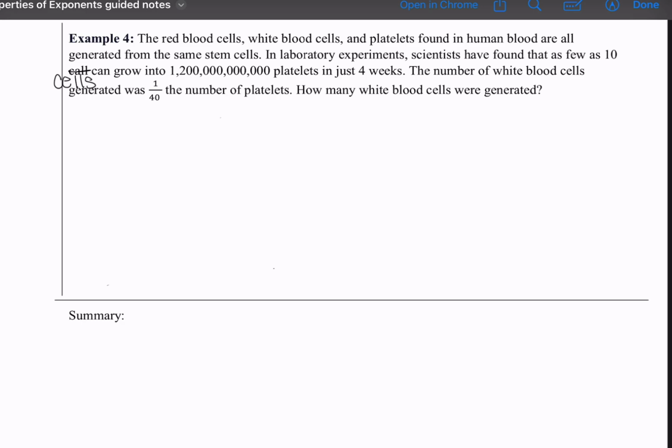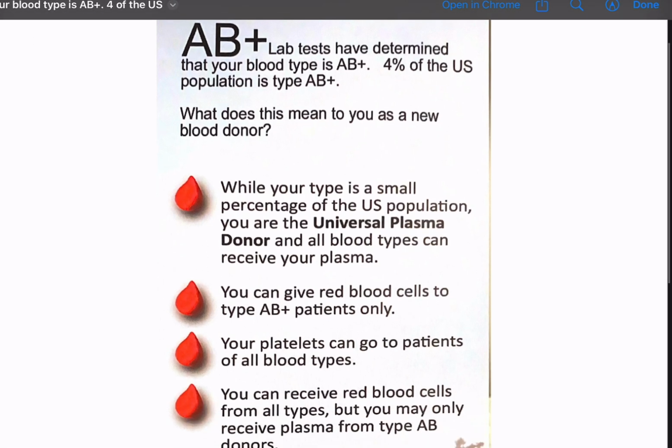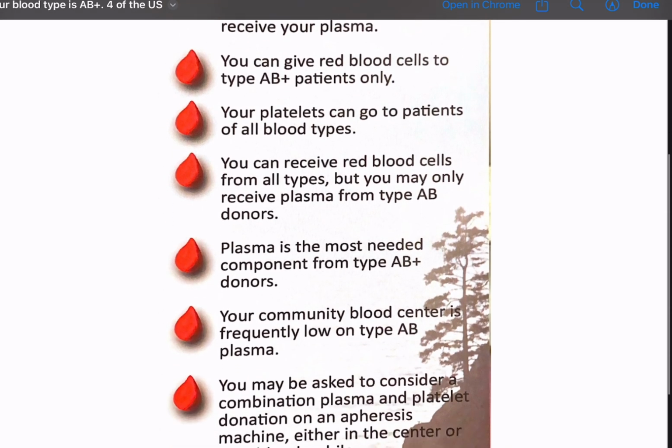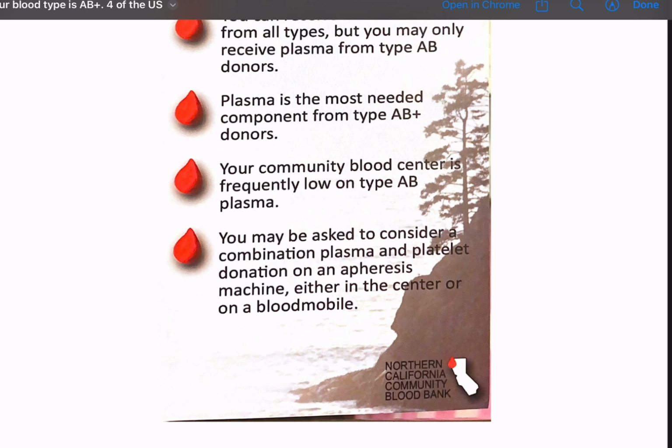As a matter of fact, I just received in the mail the other day this. I just donated blood on campus. We found out that I'm AB positive, which I already knew. What I didn't know was that 4% of the U.S. population is type AB positive, so not very many. So what they were telling me was, well, a lot of people probably won't need my blood. However, a lot of people might need my platelets. So my platelets can go to patients of all blood types. At the very last part here, it says, you may be asked to consider donating a combination of plasma and platelet donation. So platelets are pretty important.